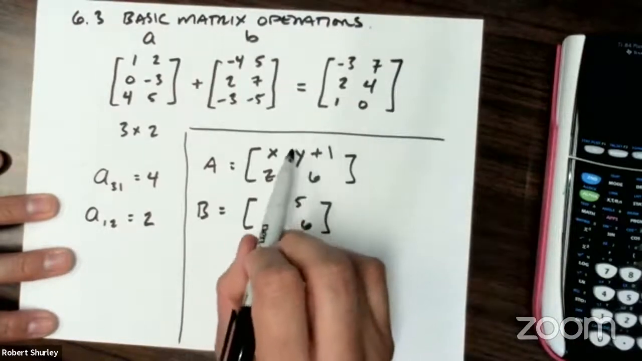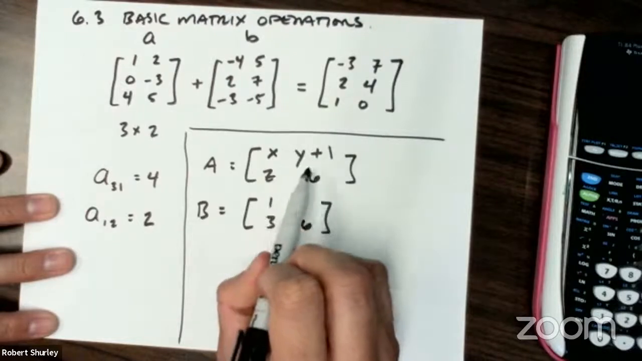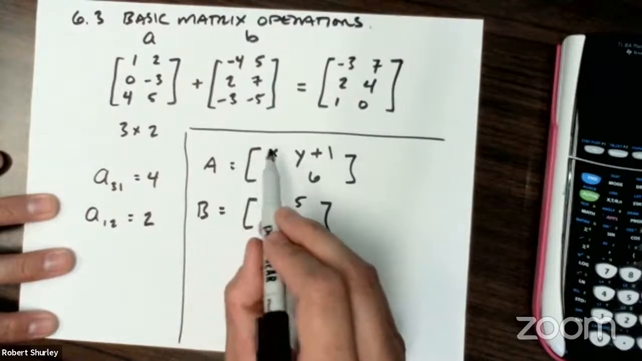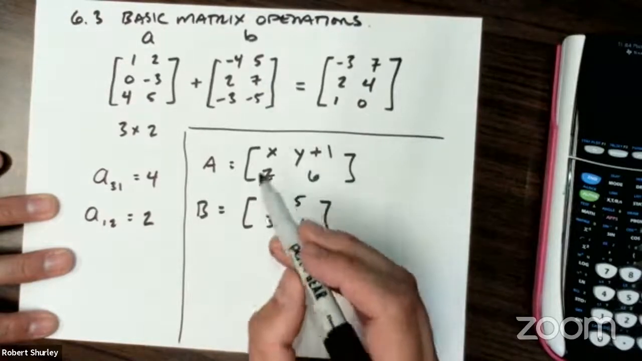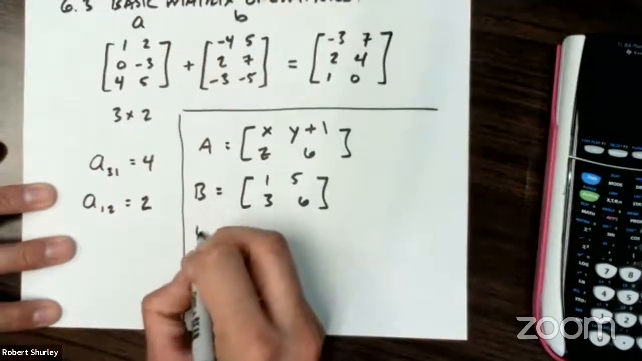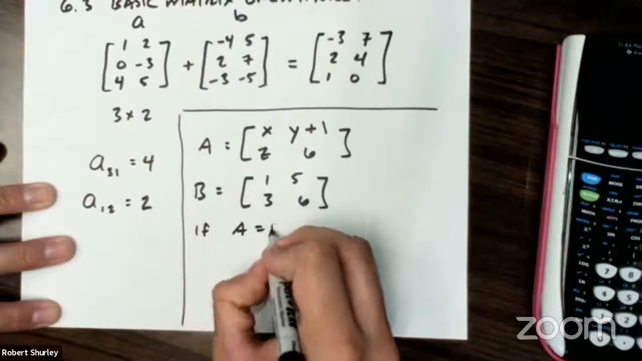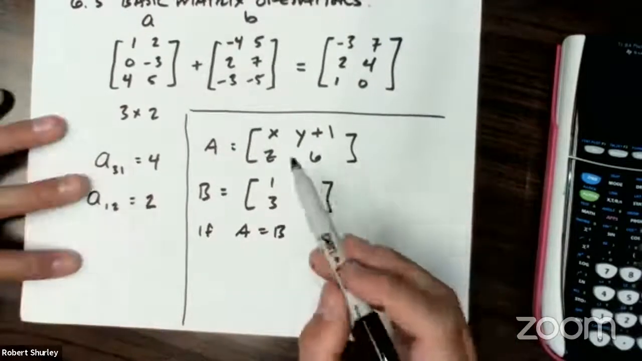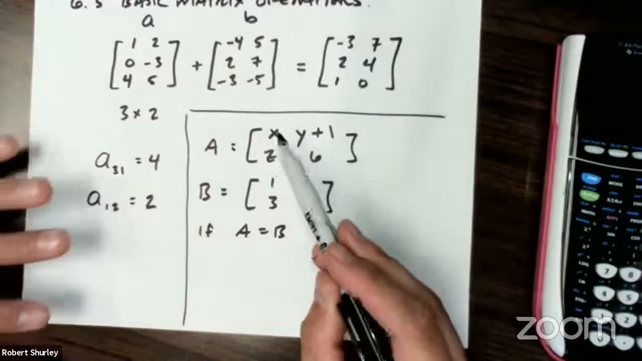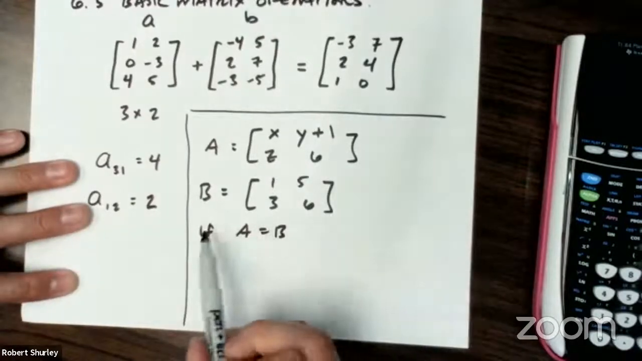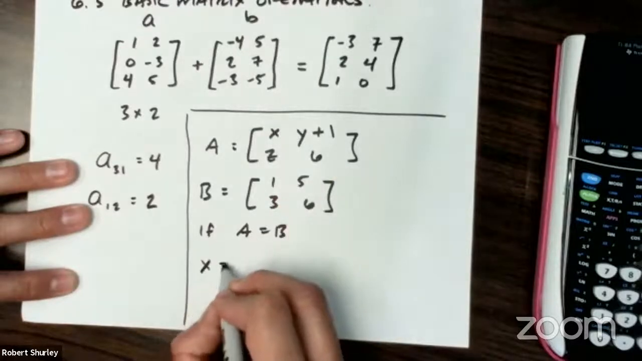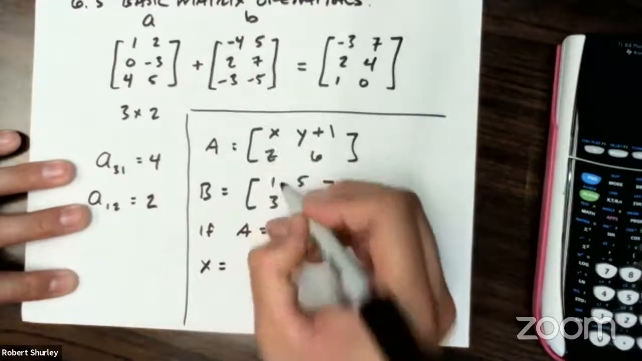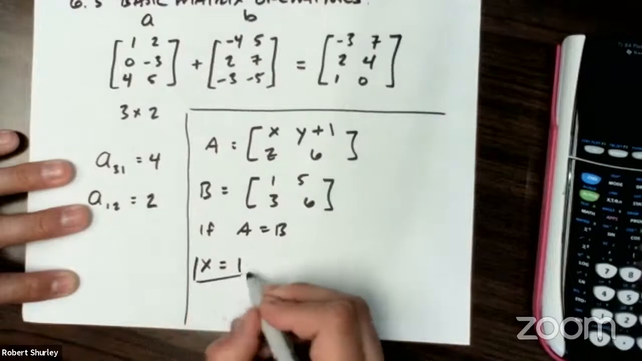Now this position has a little binomial in it. There's nothing wrong with that. That's that A1,2 position. It's y plus 1, but they're both 2 by 2 matrices. So if A equals B, we can say that the positions are equal to each other. So if A equals B, then A11, which is x, has to equal B11, which is just 1. Okay, x equals 1.